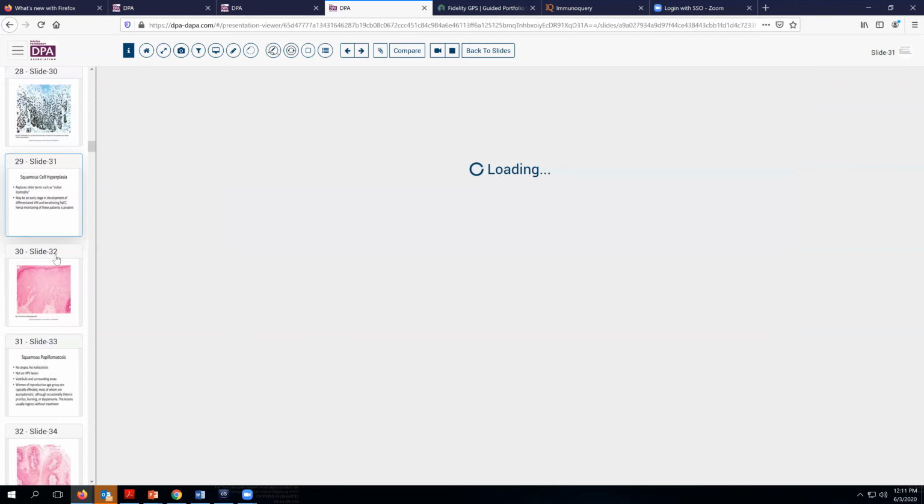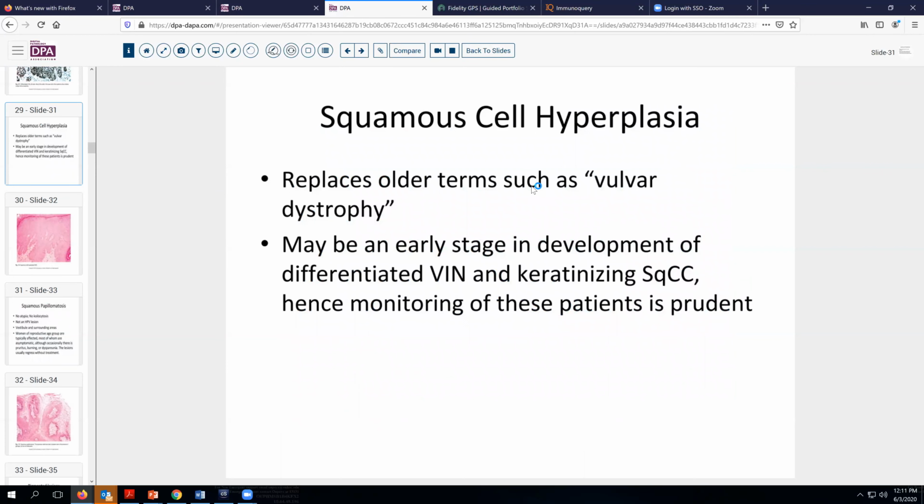So when I was a resident, we used to use the term vulvar dystrophy to describe cases where we had hyperplasia and some degree of hyperkeratosis and so forth. We don't use that anymore, but this benign squamous hyperplasia can be seen, and it may actually represent an early stage in the development of differentiated VIN. And so when you see those sorts of changes, be descriptive, tell them what you see, what's not there, and then certainly encourage follow-up in those sorts of circumstances.